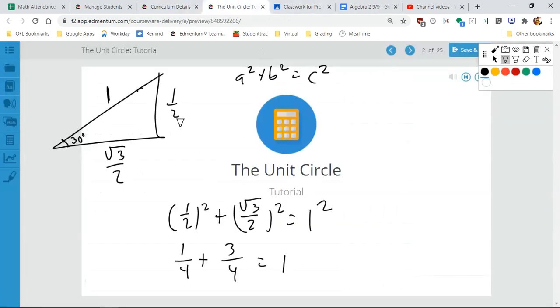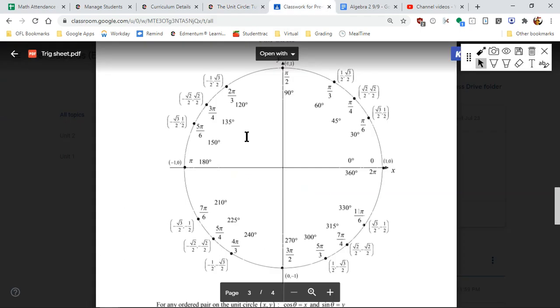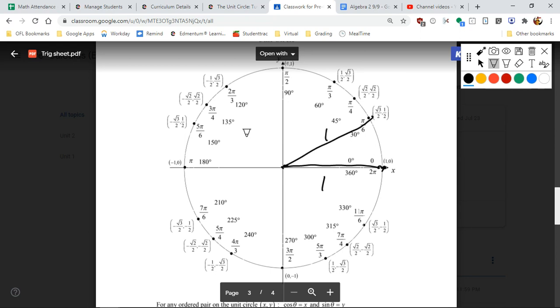A unit circle is literally a bunch of right triangles. The reason why it's called a unit circle is the radius is 1. Does that make sense? Yes. So because it's 1, this ends up being half of the radius.